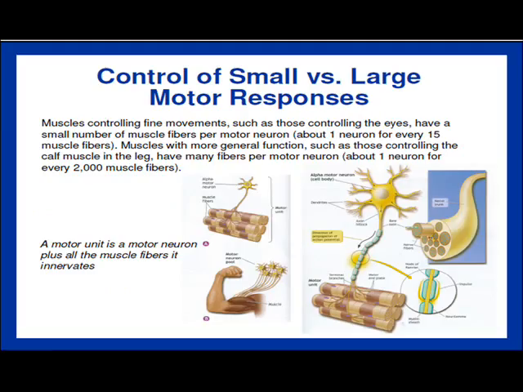Just as an example, muscles controlling fine movements, those controlling the eyes, have a small number of muscle fibers per motor neuron, about 1 neuron for every 15 muscle fibers. Muscles with more general functions, such as those controlling the calf muscle in the leg, have many fibers per motor neuron, about 1 neuron for every 2,000 muscle fibers. And that's just an example here of an alpha motor neuron synapsing onto these different muscle fibers. But remember, that's a motor unit, so if that's a slow twitch neuron, all these are slow twitch muscle fibers. But the fast twitch motor neuron will have fast twitch muscle fibers. And remember the definition: a motor unit is a motor neuron plus all the muscle fibers it contains.